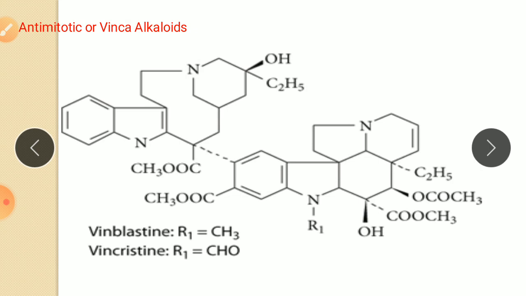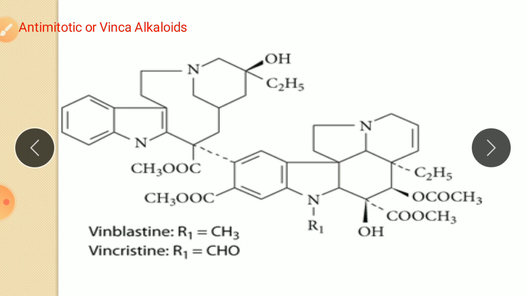Now the next category is antimitotic or Vinca alkaloids. There are two drugs, vinblastine and vincristine. They are also called antimitotic because they act on the mitotic spindle. It is an alkaloid extracted from the leaves of Catharanthus roseus, which is the biological source of Vinca alkaloids.